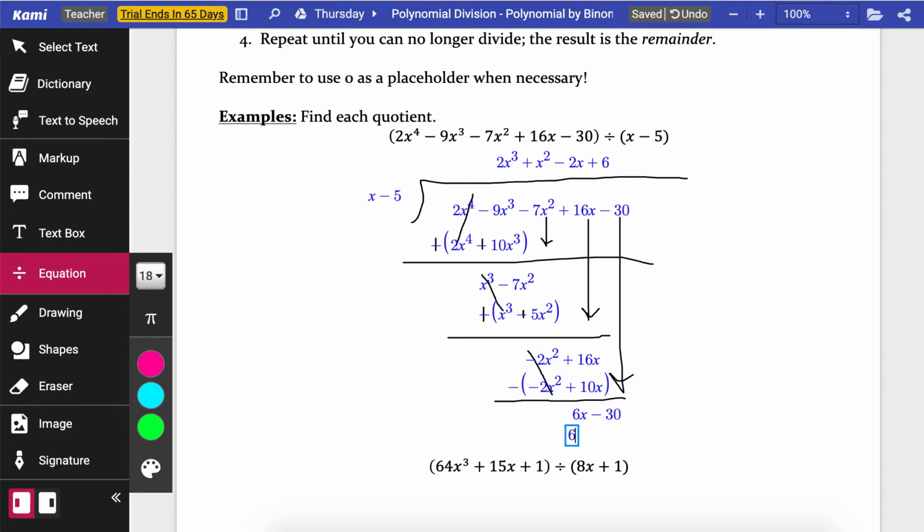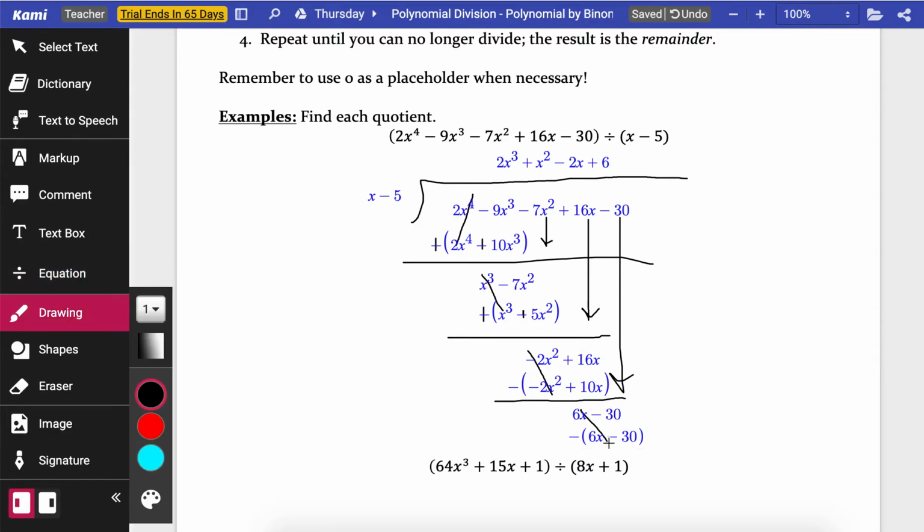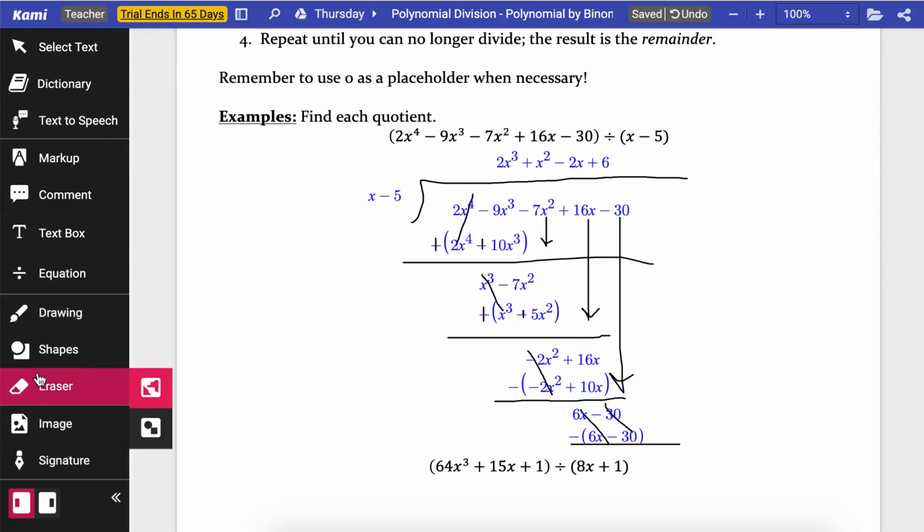6 times x is 6x. 6 times negative 5 is negative 30. And we should see that this is identical, so everything should cancel out, which is good. Let's subtract 6x minus 30 and just show that these cancel out, and leaves us with no remainder.